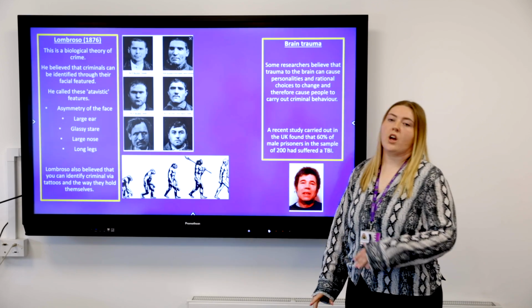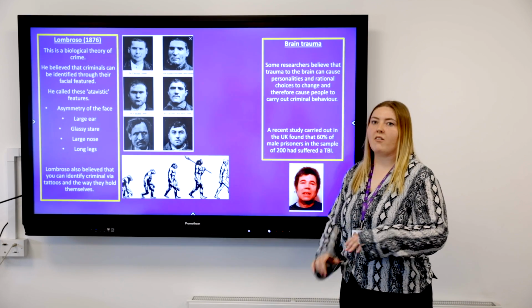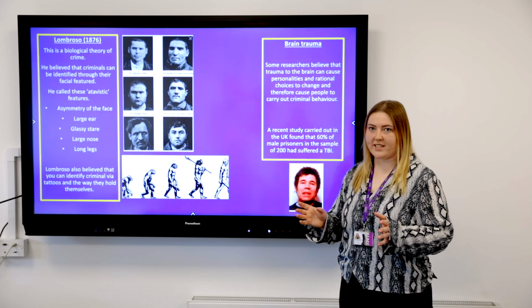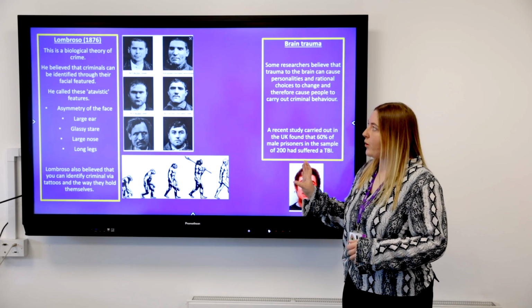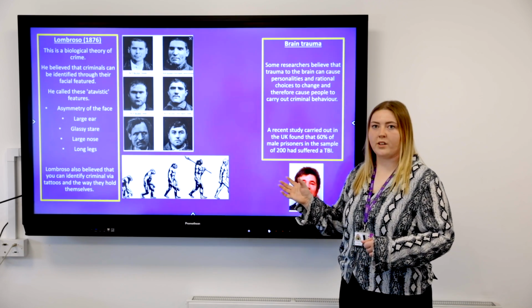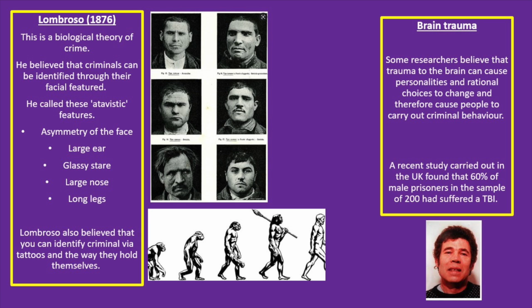I'm going to introduce you to 4 theories, as there are so many that we can't cover them all in this taster session. The first 2 that we're going to look at sit on the nature side of the debate. So the first theory is Lombroso's biological theory of crime, and he suggests that you can see a criminal just by the way that they look. He labelled them atavistic features, such as asymmetry of the face, a large nose, large ears, a glassy stare, and long legs. Here are some examples of those features on criminals from the past.